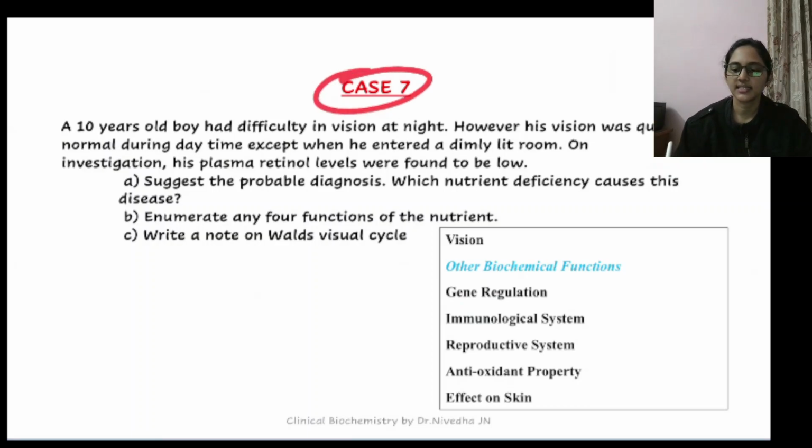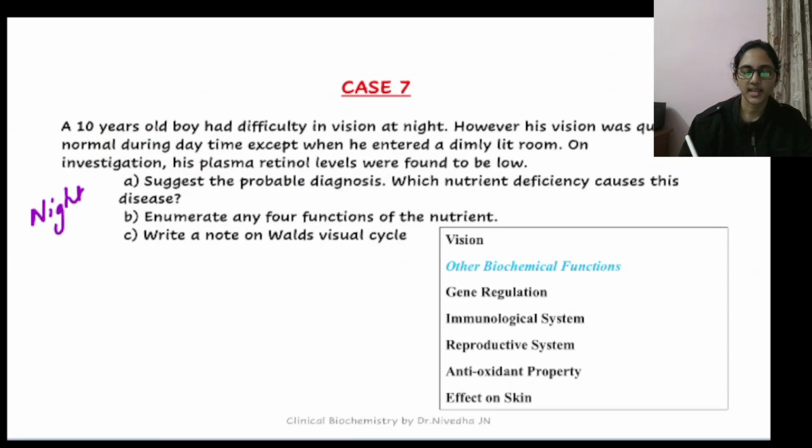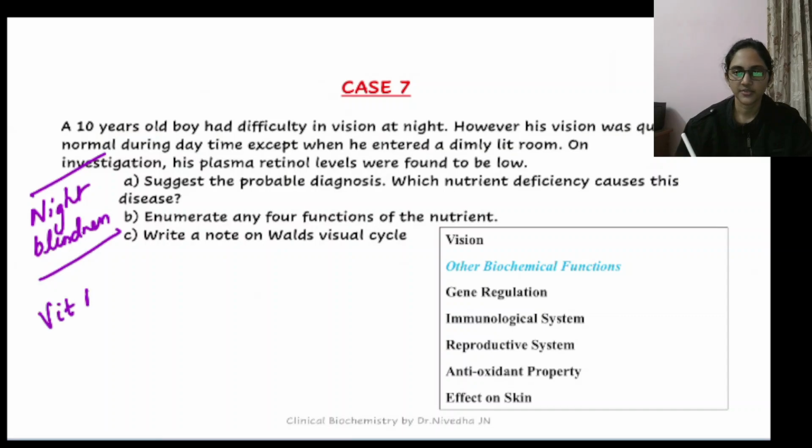So the next case is a 10-year-old boy who had difficulty in vision at night, and his vision was quite normal during the daytime except when he entered a dimly lit room. Right? On investigations, plasma retinol levels are found to be low. So it's very straightforward. What is the probable diagnosis? It is night blindness. Yes, night blindness. You also call it nyctalopia, is it not? And the nutrient that is deficient is of course vitamin A. So it's a pretty straightforward question.